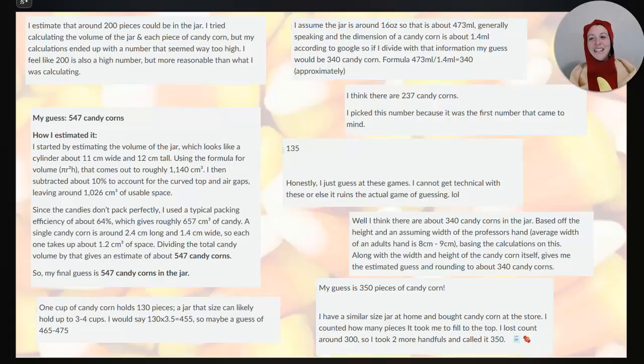All right. This person, it was the first number that came to mind, 237. Love it. And again, I really want to emphasize, those of you who did just take a random guess, it wasn't really completely random. There was some level of logic as to how many reasonable candy corns were in that jar. So I just want to mention that.